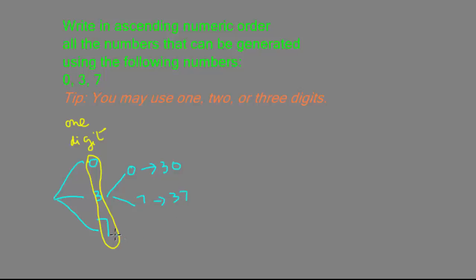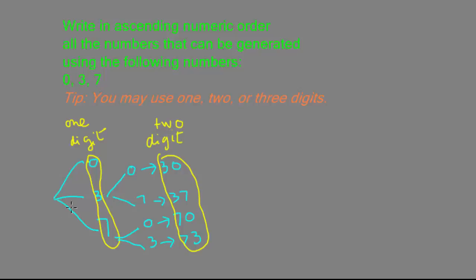If you start with 7, you can follow 7 by a 0 or a 3. If it is 0, the number is going to be 70. If it is a 3, it's going to be 73. So that takes care of 2 digits.